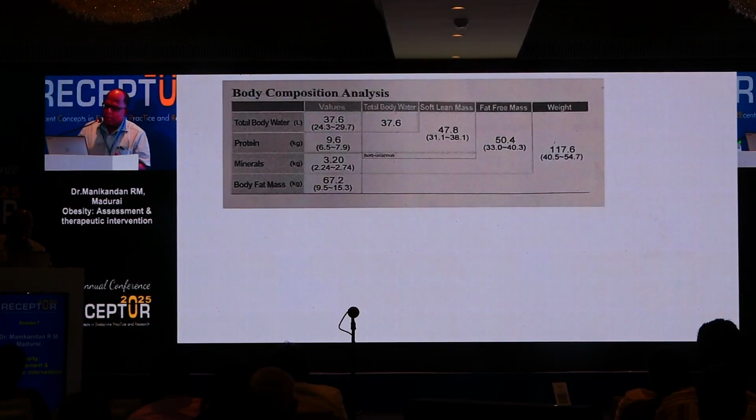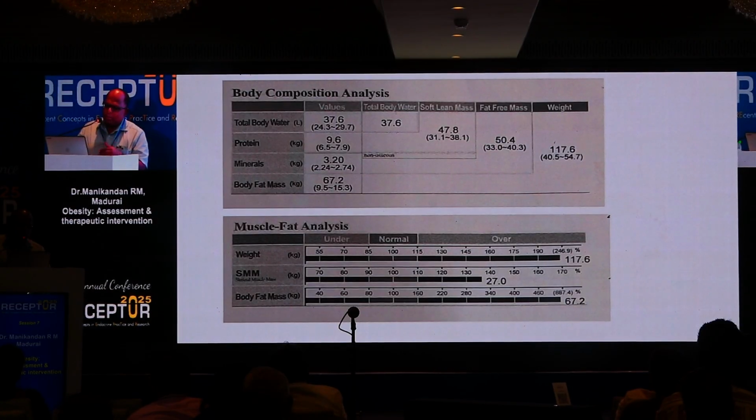And this is how they give the body composition. They look at the water content, amount of muscle mass, minerals, and body fat mass, and then they give a cumulative picture. This is how they projected the muscle fat analysis. They give the weight and compare it for their BMI, how excess it is or how low it is. Then they look at the skeletal muscle mass and also body fat mass, and they say how much higher it is than what is ideal for their height. So this shows that this particular person's body fat mass is much, much higher than what has been recommended.